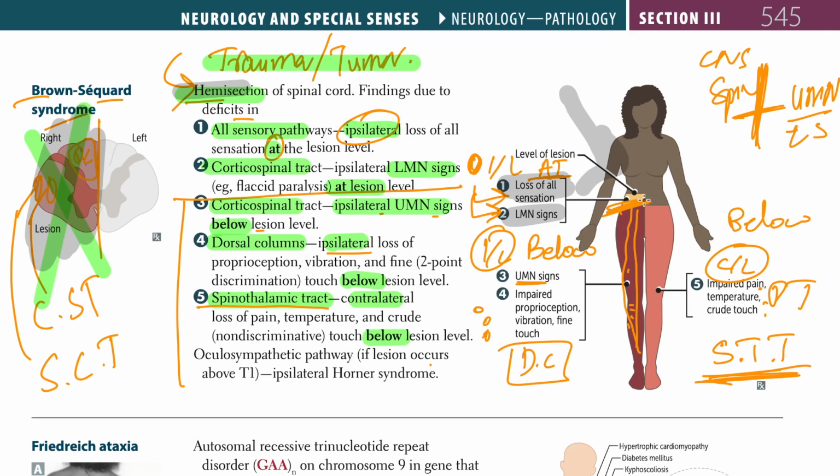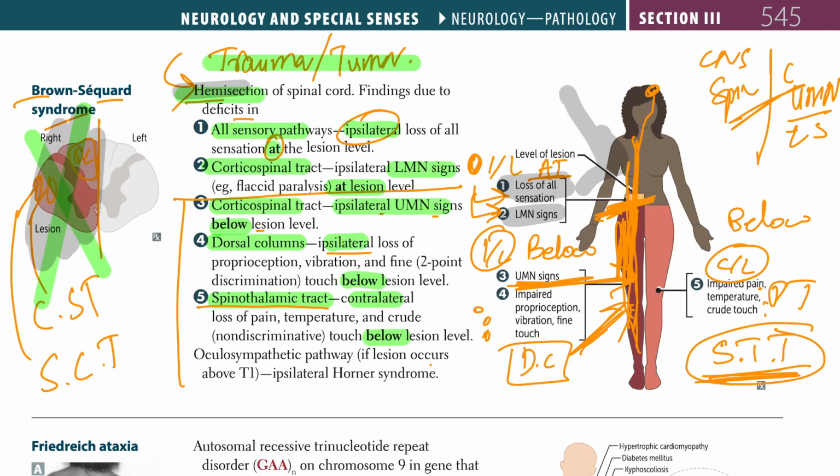Because you knocked out the hemi spinal cord, you knocked out the corticospinal tract, which comes from the cortex all the way to the spine. You're going to get upper motor neuron damage below the level of the lesion. On top of that, you knock out your dorsal column below that level ipsilaterally, because it runs ipsilaterally all the way up. But you knock out your contralateral spinothalamic tract because it decussates at the level it enters.